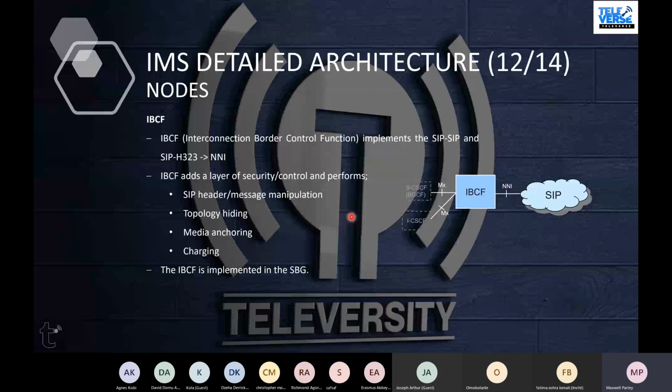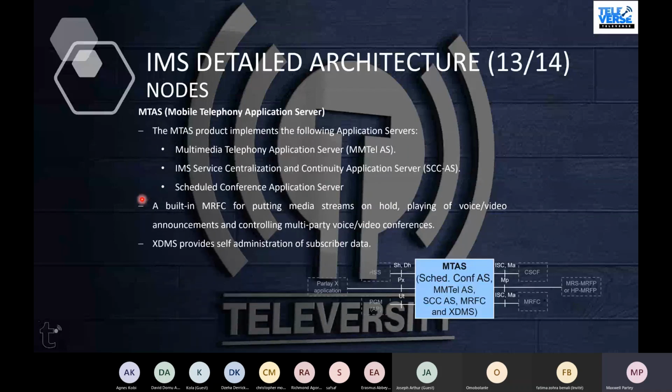Then now we want to talk about the application service. Okay, so the MTAS product implements the following services. We have the multimedia telephony application server, the MMTEL. We have the IMS service centralization and continuity application server, that's the SCCAS. Then we have the scheduled conference application server, which handles the conferencing in the voice over IP network.